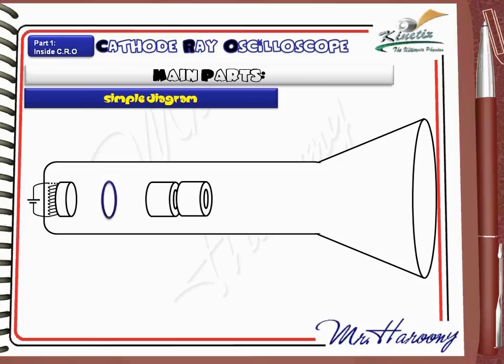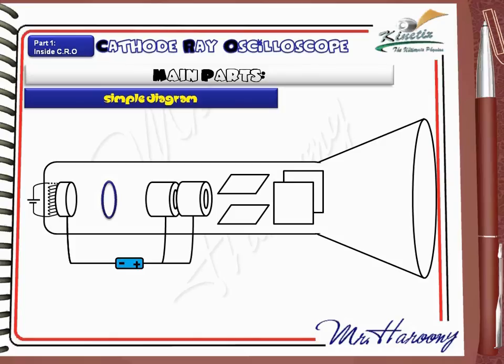Now the cathode and the two hollow tube anodes are connected to a high voltage DC supply, about 600 volts. The negative is connected to the cathode and the positive to the anodes. Two parallel horizontal plates are drawn to represent the Y plates. Next to these plates are two parallel vertical plates to represent the X plates. And finally, this is the beam of electrons. This will make a flash on the screen. This is how you will draw it in the exam.